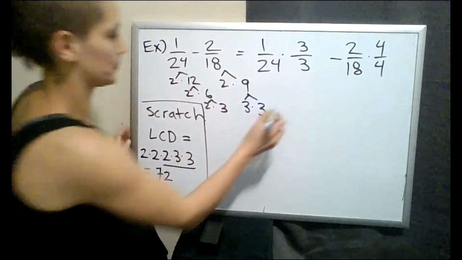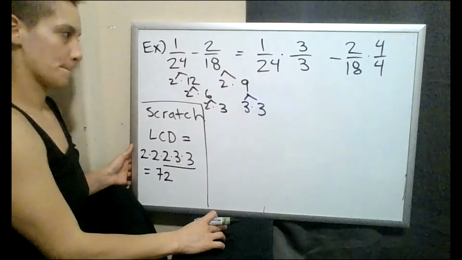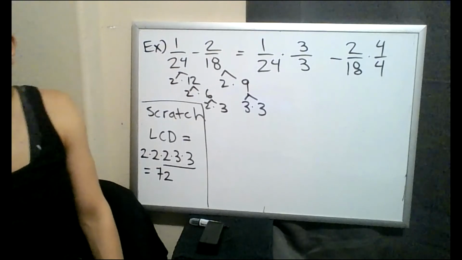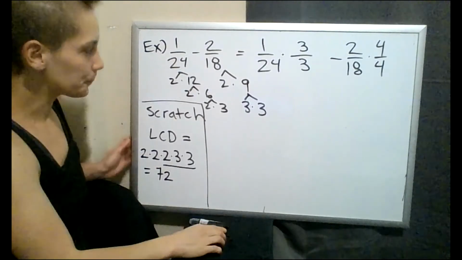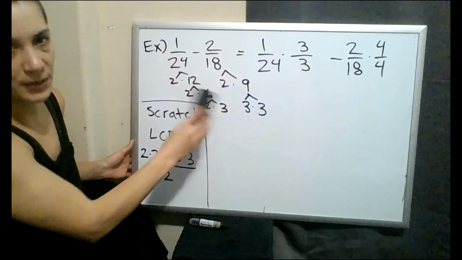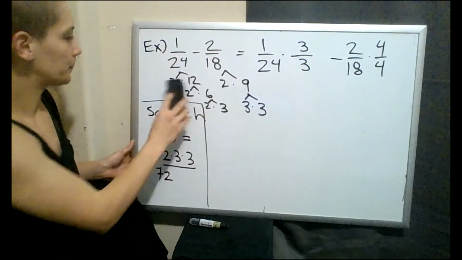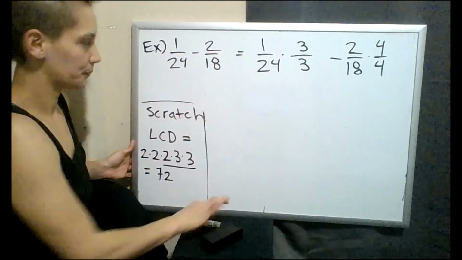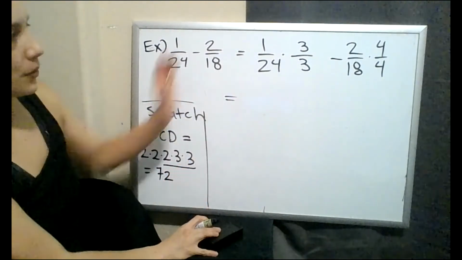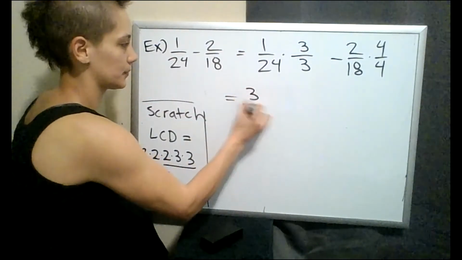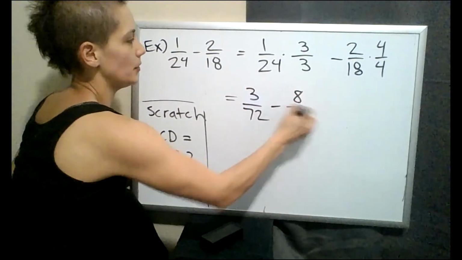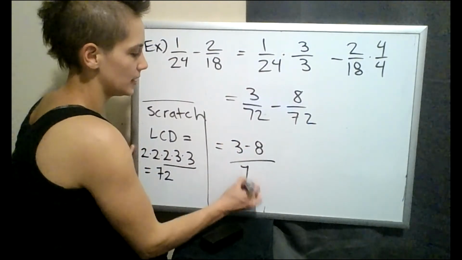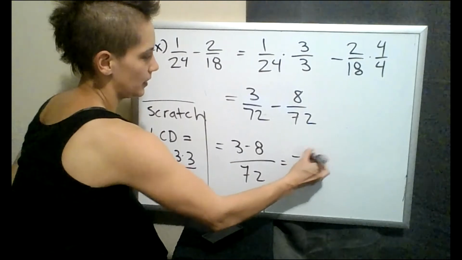Next step. So just for space, I'm going to erase the factor tree. Here with 3/72, subtract 8/72. So you got 3 minus 8, it's over 72. -5.